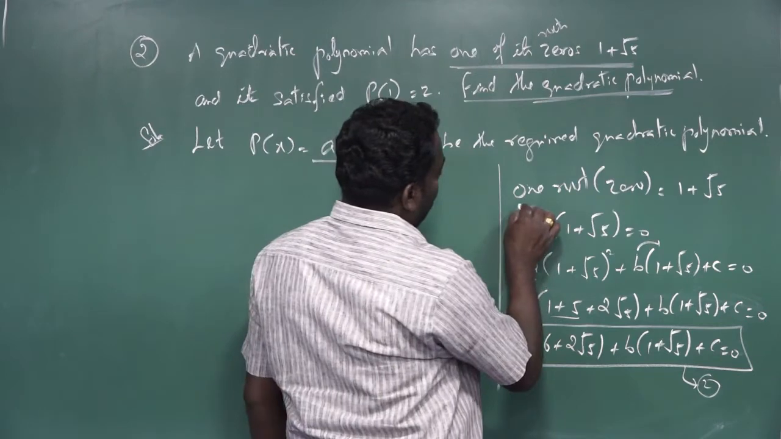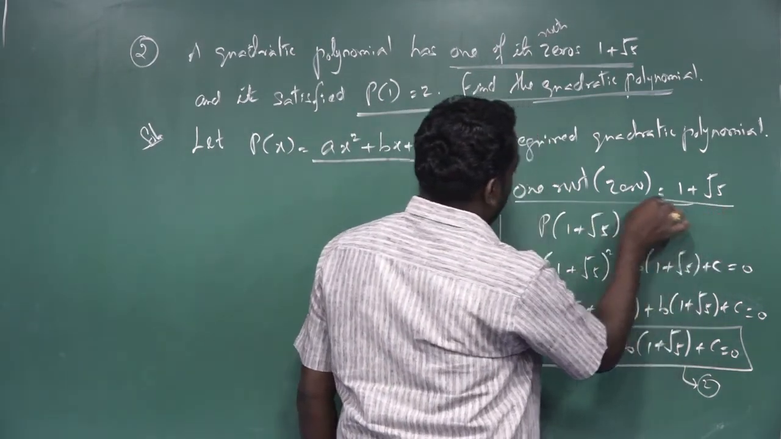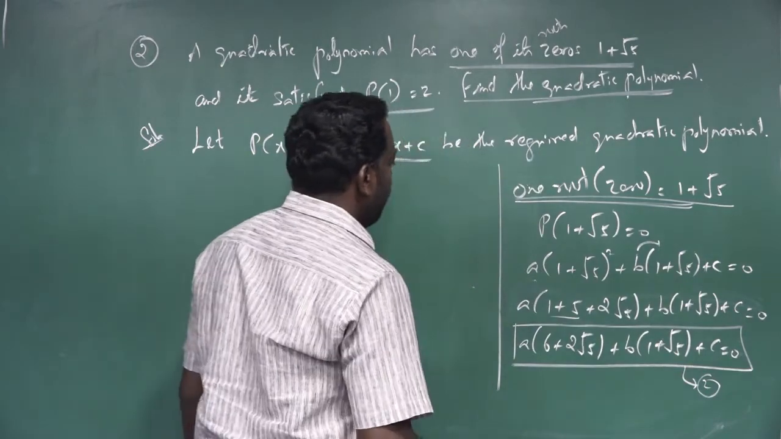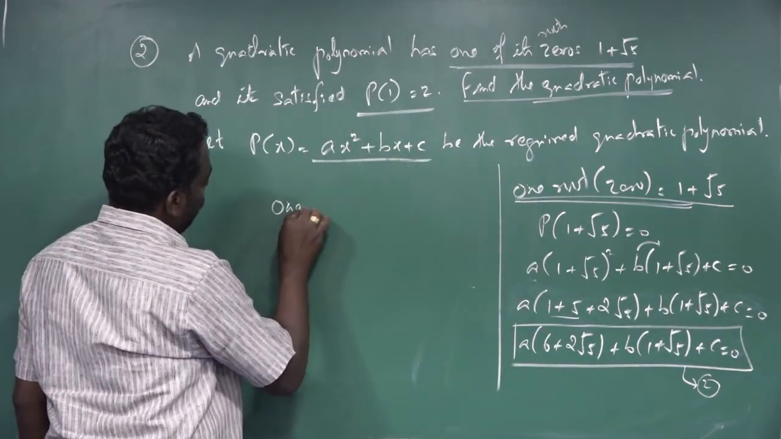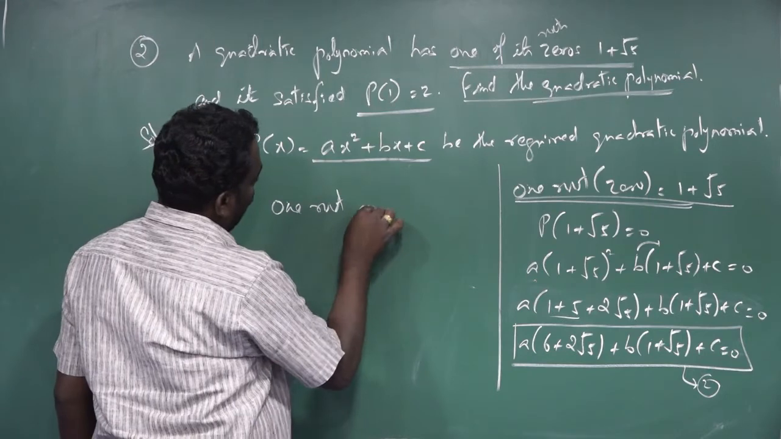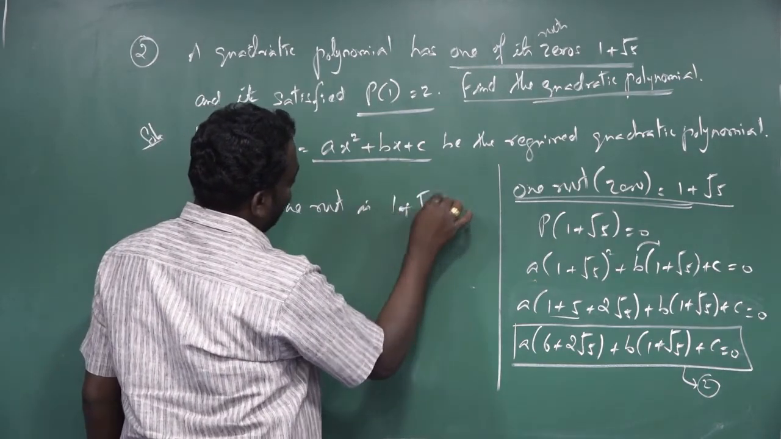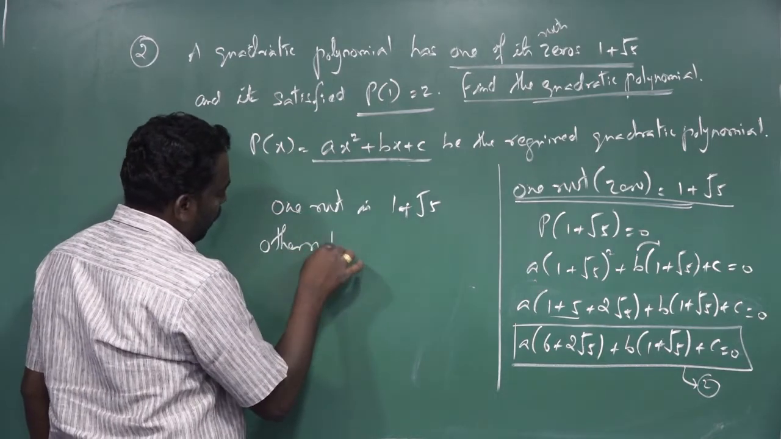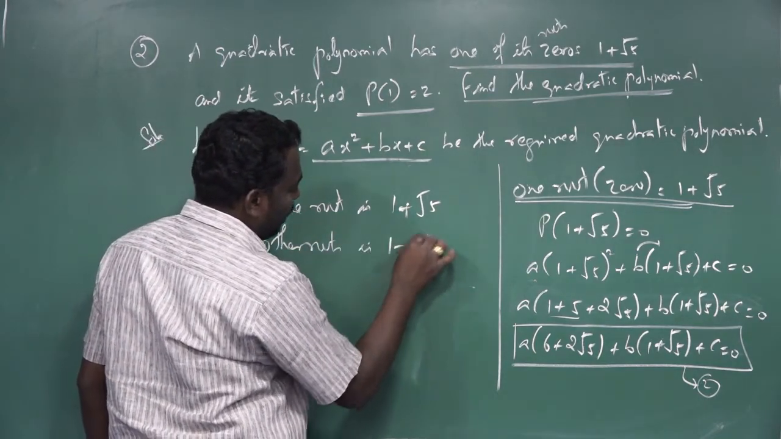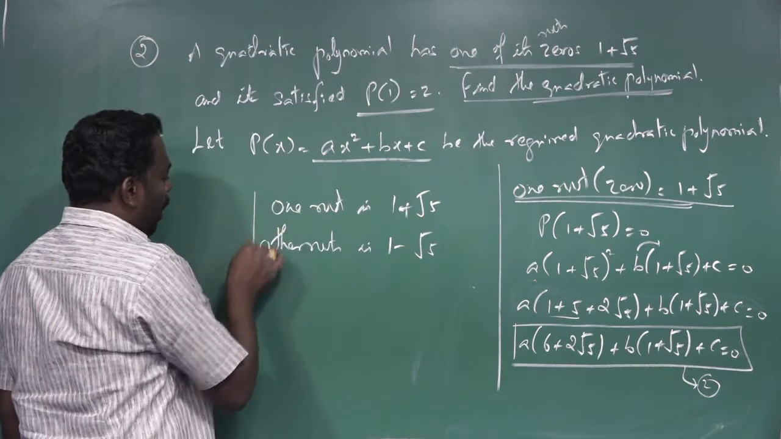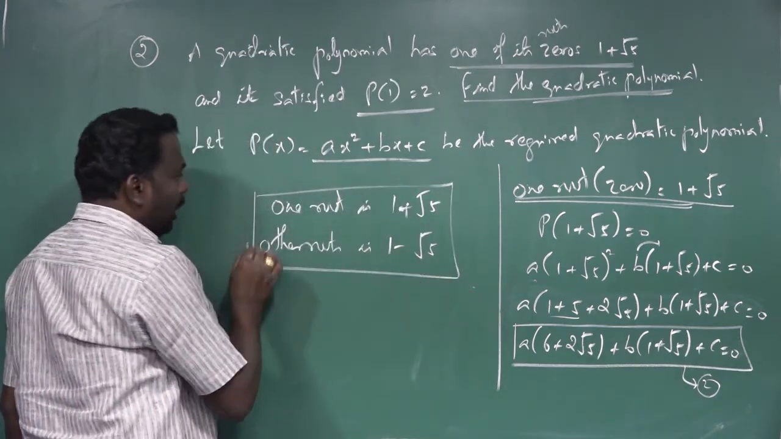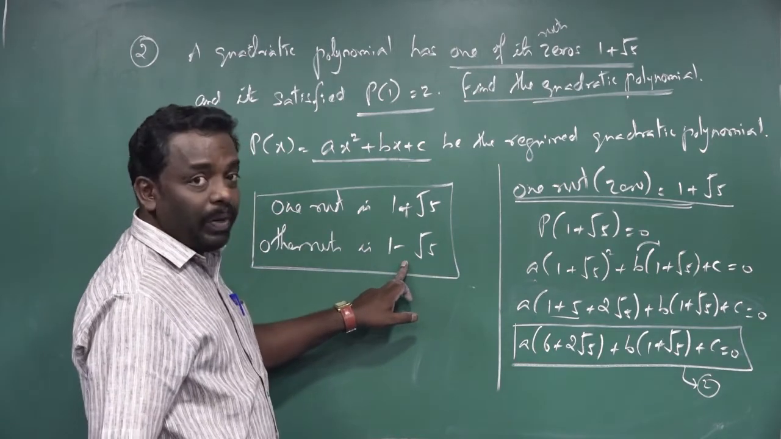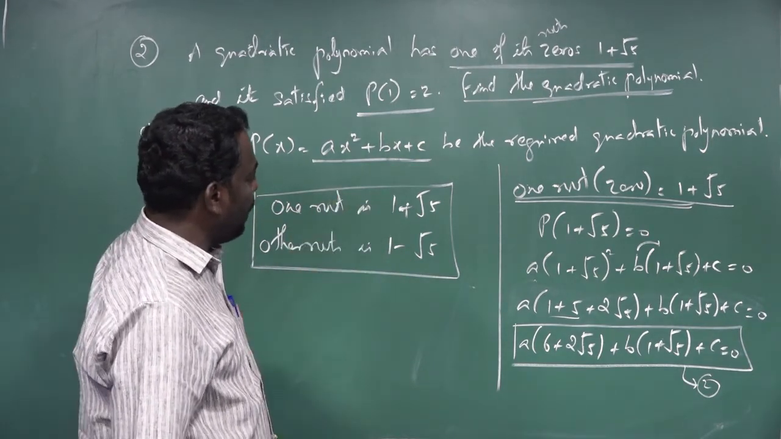Now, given that one root of the equation is 1 plus root 5, another root is defined by 1 minus root 5. The two are conjugates of each other. One root is 1 plus root 5, then the other root is 1 minus root 5.